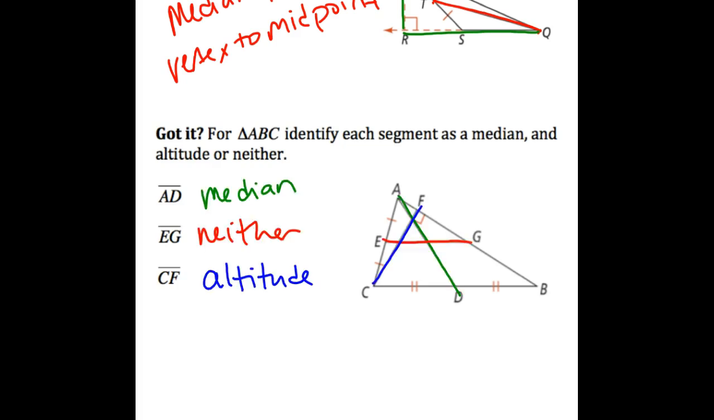Alright, you can check your answers with mine. AD is a median. It goes from a vertex A to a midpoint D. EG is actually neither. E is a midpoint, but G is not anything special. We don't know anything about it, so we can't call that one anything. CF, C is a vertex and F is a point that makes a right angle with the opposite side there, so that would be an altitude.